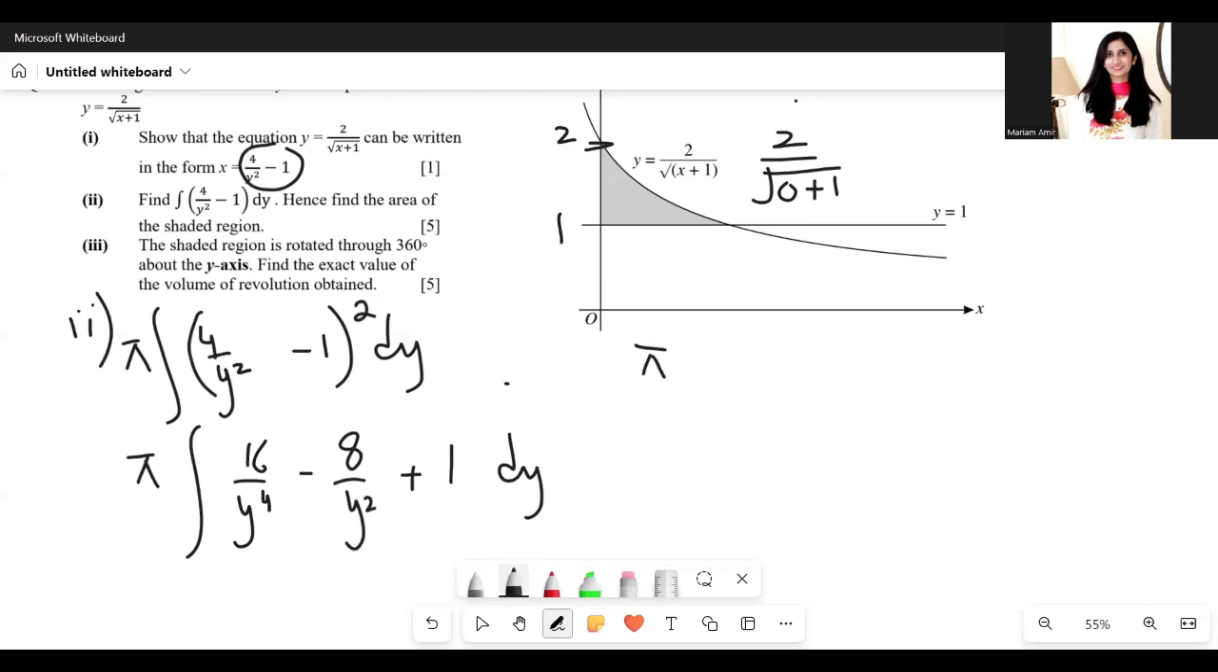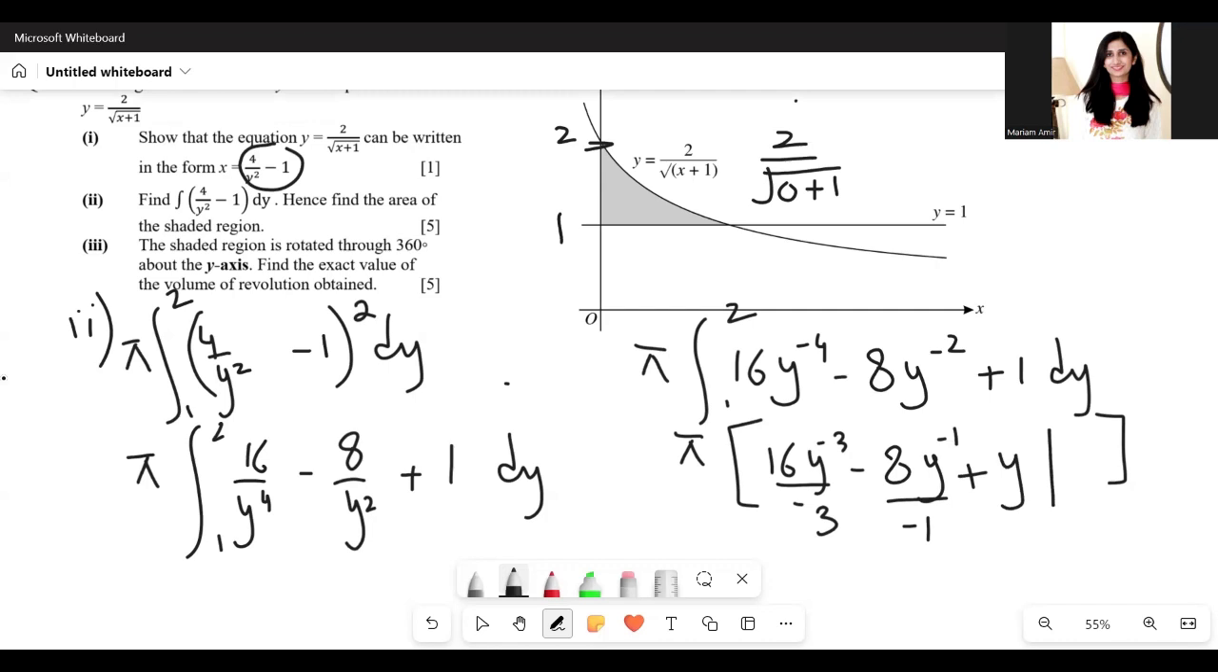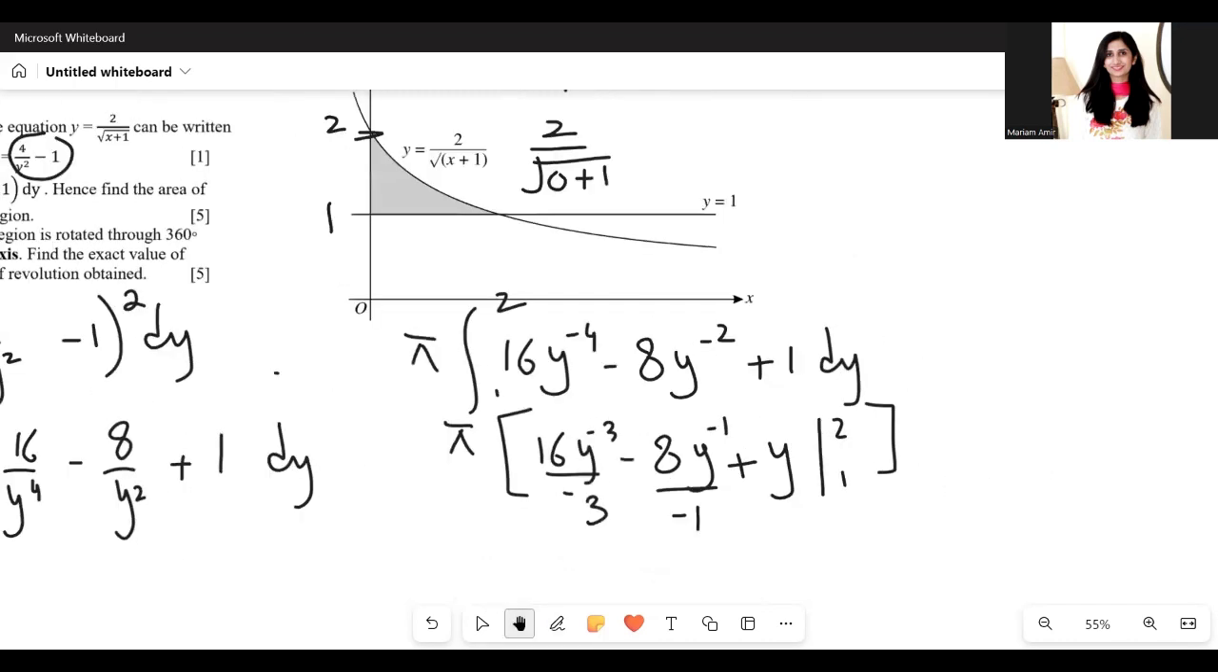Now I'm going to rewrite this as y power minus 4 here and y power minus 2 here and 1 here. Now we're ready to integrate it. Remember the lower and upper limits, 1 and 2. So 16, y power gets increased by 1, so negative 3 upon negative 3. Then negative 8, y power gets increased by 1, negative 1 upon negative 1, plus y, and the limits are 2 to 1. Let's simplify this.